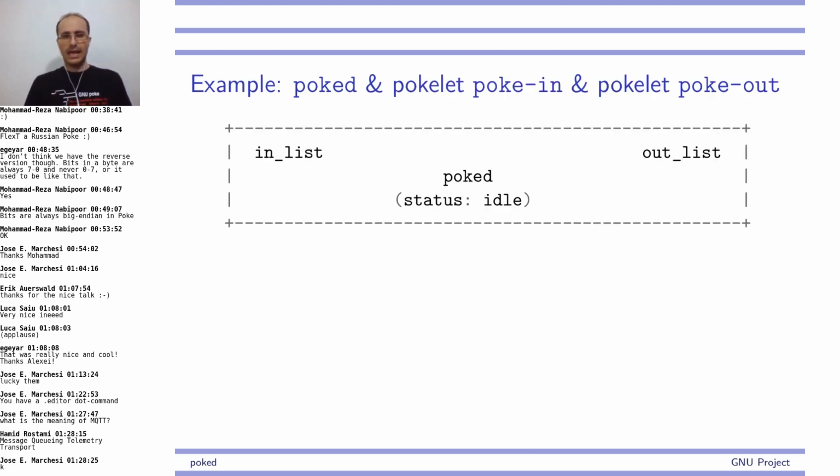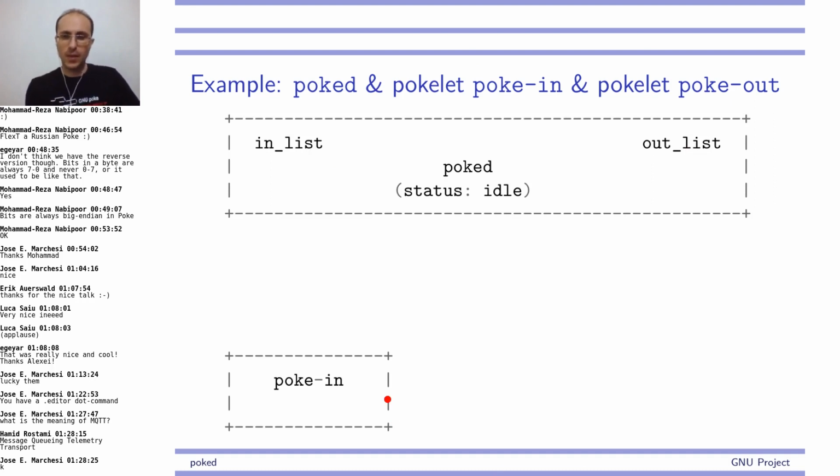Now, let's visualize. For this slide, it really improved my ASCII art skills, really. So we have POKD here. This is the status of the compiler, which is idle. We have a list for input clients, and we have a list for output clients. We call it a list, but it's an array; doesn't matter. So a poklet comes in. It's poke in. It writes to the code channel, input channel number 1.